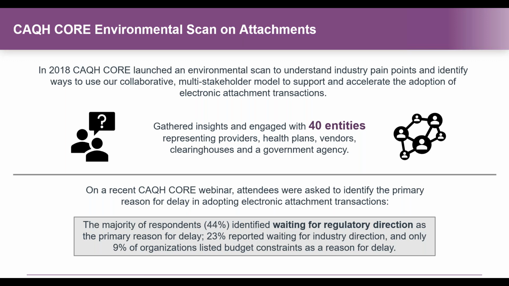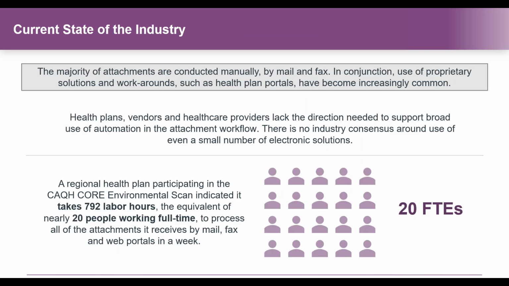However, almost a quarter of the respondents on this poll communicated that they were waiting for industry direction, meaning that these stakeholders would be willing to implement electronic attachment transactions into their systems if the industry as a whole would be able to convene and coalesce together on what standards to use. And lastly, I'd like to point out that less than 10% of organizations listed budget constraints as a reason for delay, suggesting that there is fiscal room for adoption of electronic attachments. I think as an industry at large, we need to come together and convene to really decide what would be the best approach. So moving to the next slide.